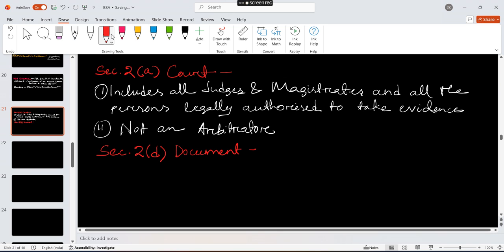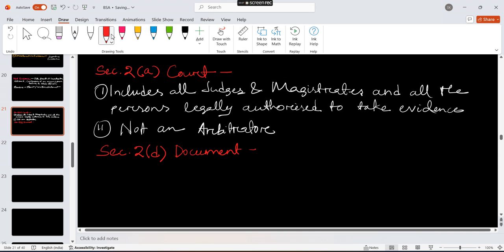So what is a document? The word document is defined in various acts: in the BSA, in Section 3 of the General Clauses Act, and in the Indian Penal Code under Section 29. So there are multiple acts which define document. What is the definition of document under the BSA? Let's discuss.